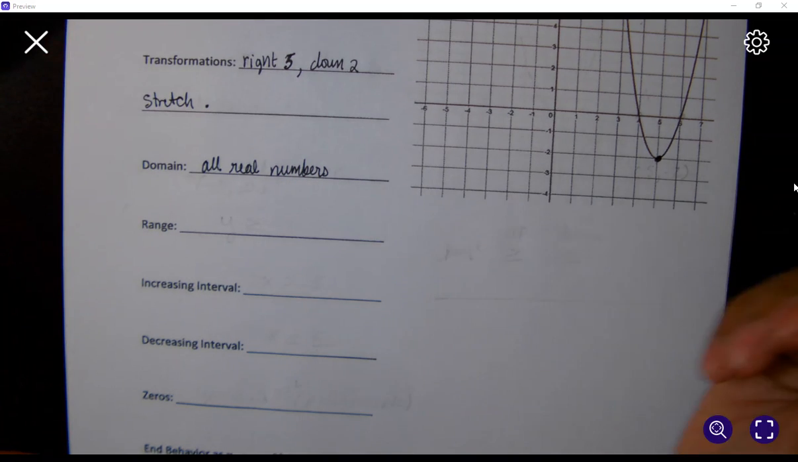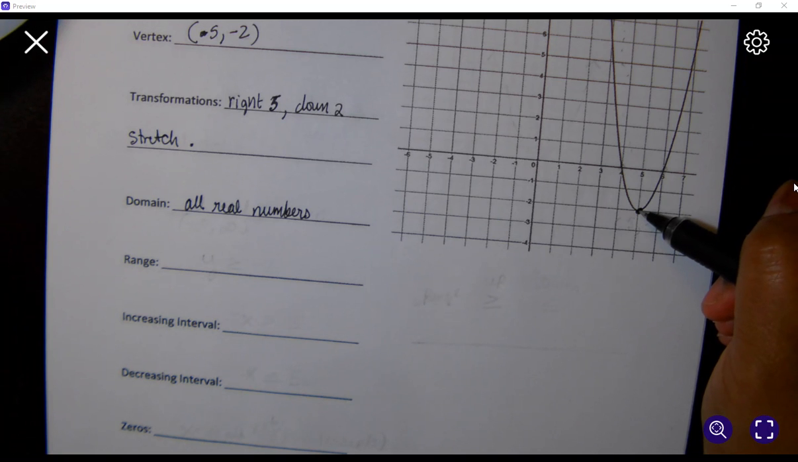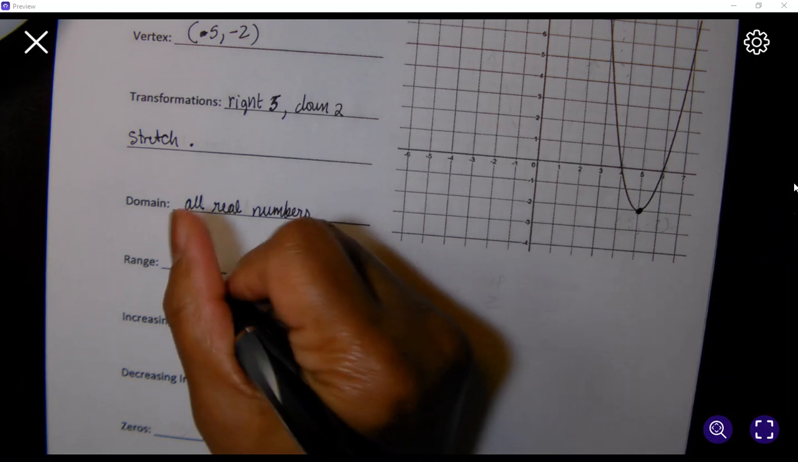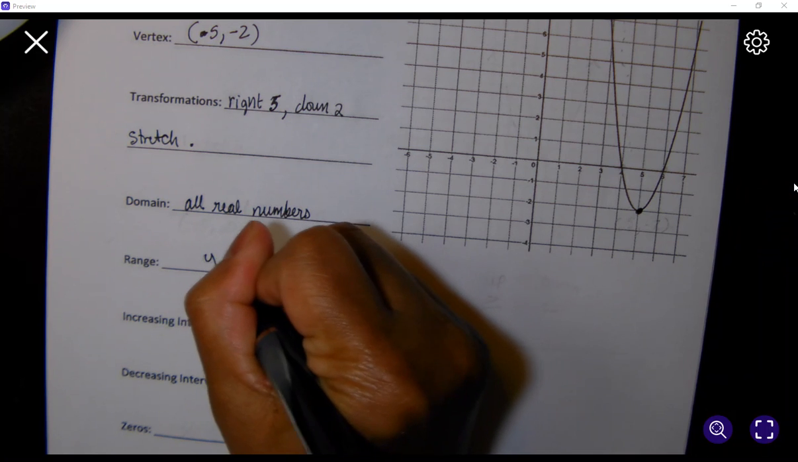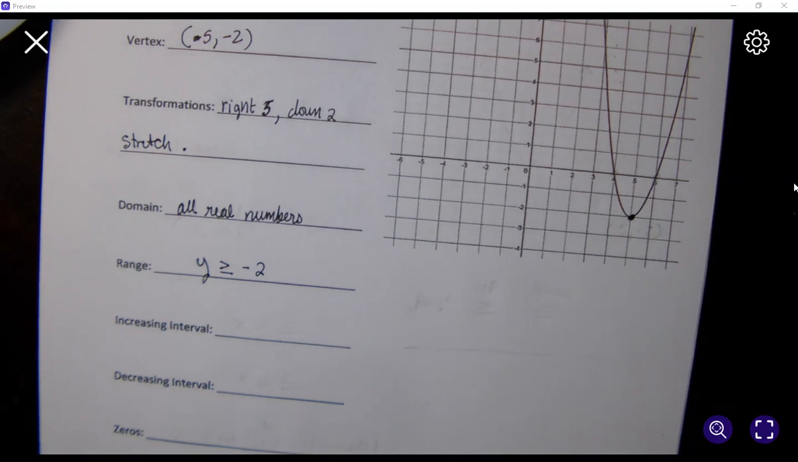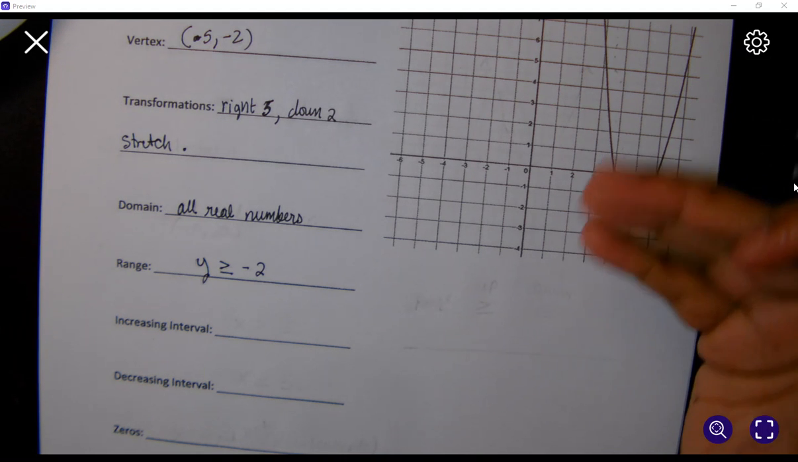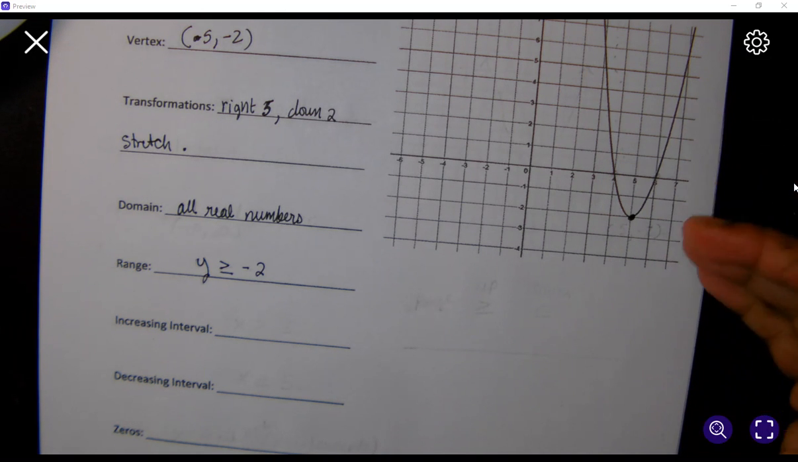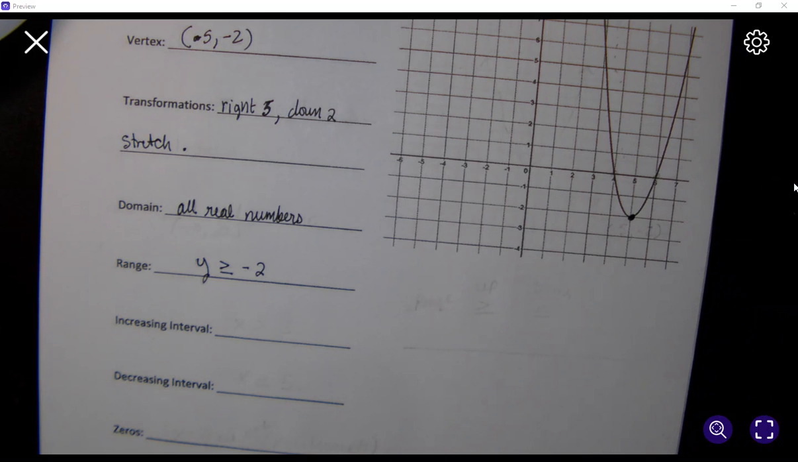Okay. The range. For the range, you start from the lowest point here, which is -2. So y is greater than or equal to -2, since everything is greater than -2. If it was upside down, then we would say y is less than or equal to, and wherever the y coordinate of the vertex is.